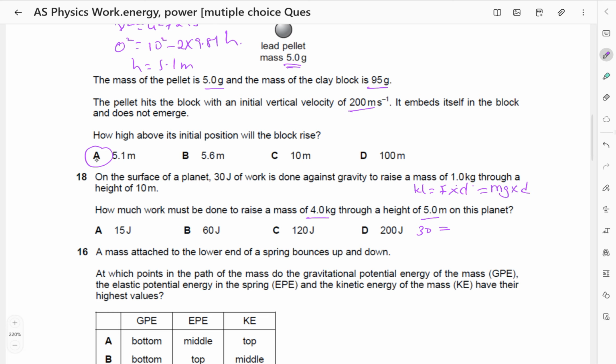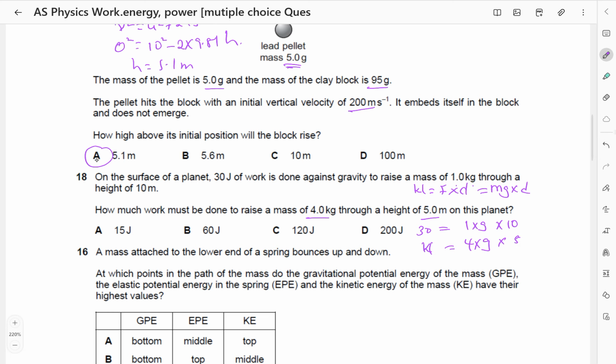So the weight is 1 times g for the first one. Then the distance is 10 meters. Then how much work must be done to raise a mass of 4 kilograms through a height of 5 meters on this planet? So the work done here is not known. Then the mass is 4 kilograms. Then acceleration due to gravity remains the same on the planet. The distance is 5 meters.